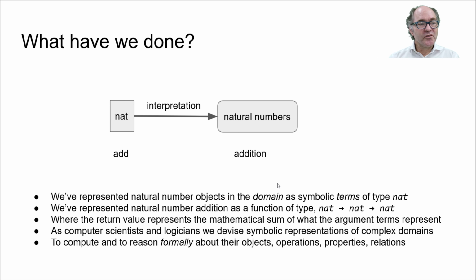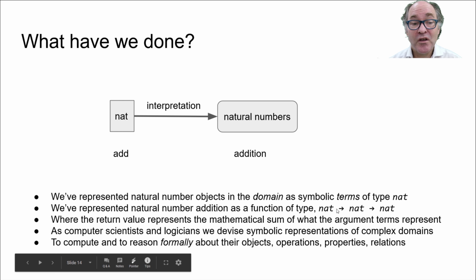Okay, so going through the bullets here, we've represented natural number objects in the domain as symbolic terms of type NAT. We've represented natural number addition in the domain as a function of this type. And here's how we'll write the type of a function. The type of our add function is read as NAT to NAT to NAT. In other words, it's a function that takes one natural number and then another natural number, and that returns a third natural number represented as NAT. So really add takes two arguments of type NAT and returns a value of type NAT. And the value that's returned represents the sum of what the arguments represent.